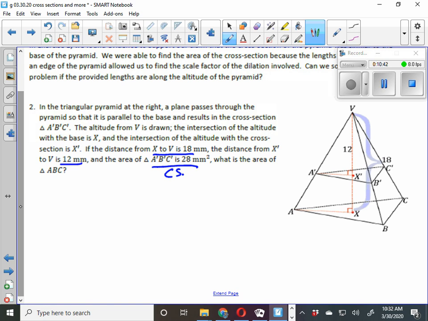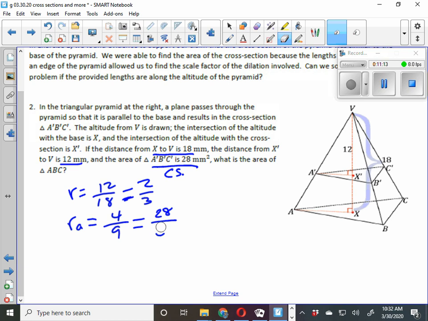So we know that the ratio is 12 to 18, which can be reduced clearly to 2 over 3. The ratio of the areas then is going to be 4 to 9. And we know that the area of the cross section was 28. So the cross section, or I should call that the base, I guess, shouldn't I? The base then is what we're looking for. 4b equals 9 times 28.